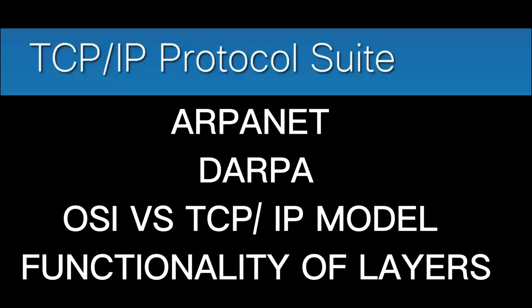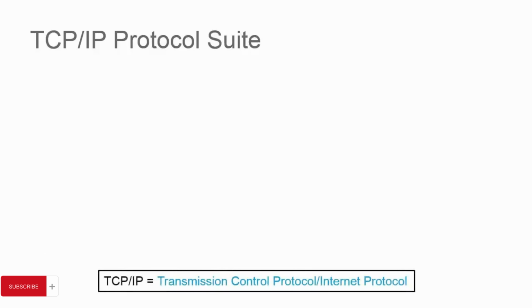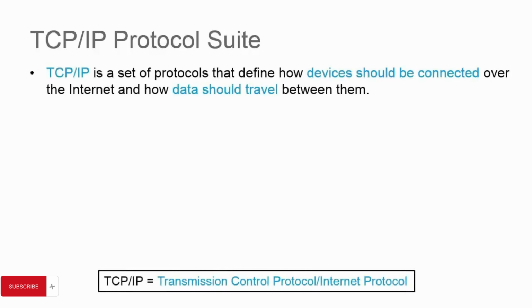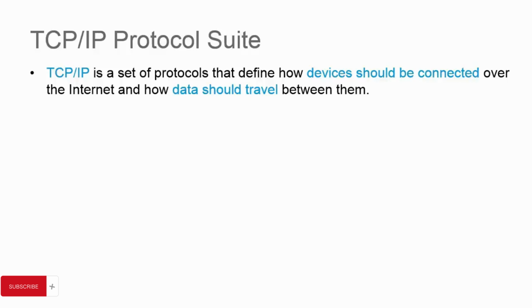In this video, we are going to see what is TCP/IP protocol suite. TCP/IP is a protocol suite that defines how devices should be connected over the internet and how data should be transmitted between those devices. But first, I'm taking you on a quick tour of how the protocol actually came to be.